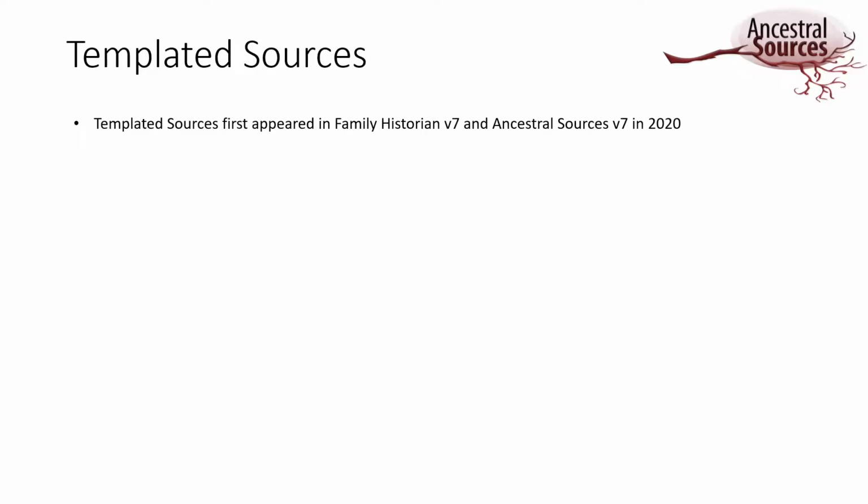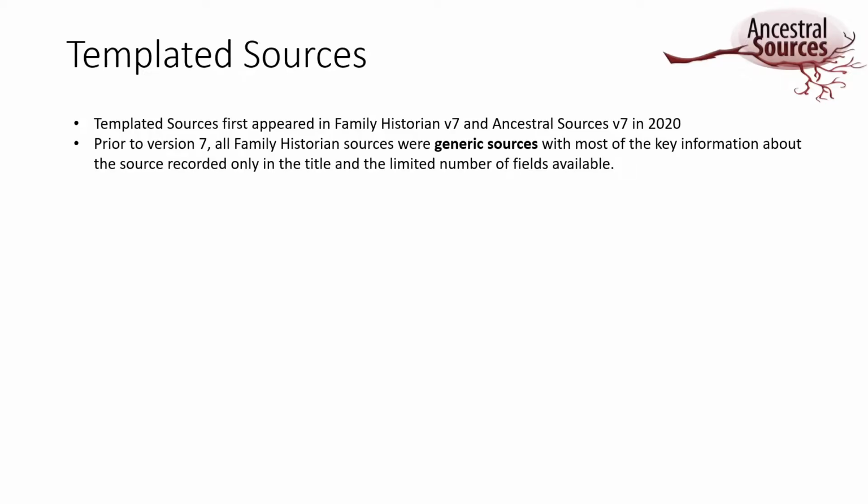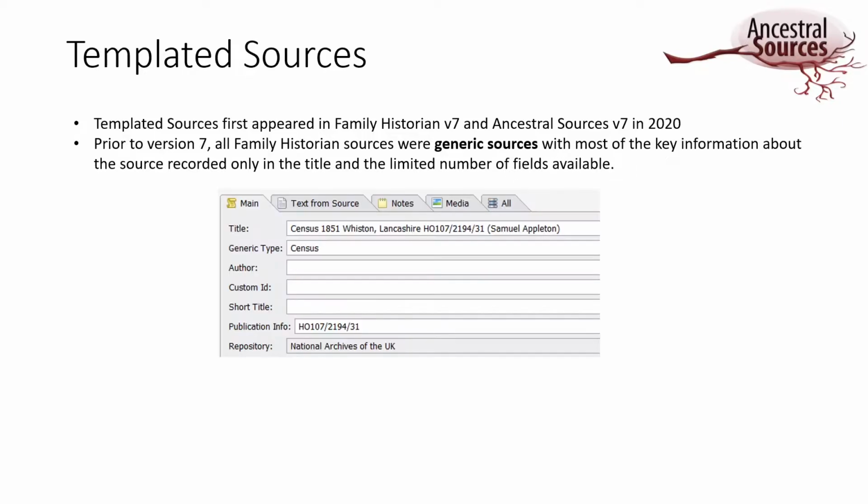Templated sources first appeared in Family Historian version 7 and Ancestral Sources version 7 in 2020. Prior to version 7, all Family Historian sources were generic sources, which means that most of the key information about the source was recorded only in the title and the limited number of fields available.